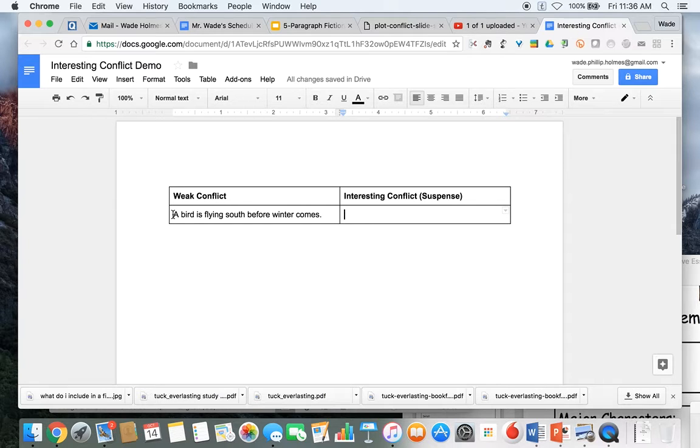And so what I'm thinking about is, how can I make this more interesting? How could I change this conflict? Or maybe not change it, but add some details to it. Add something to this conflict so that it makes it more interesting and makes people want to read it more. One idea that I want to share with you is I'm going to let there be something wrong with the bird. Maybe I could make my conflict more interesting by adding some details about the bird's physical fitness.